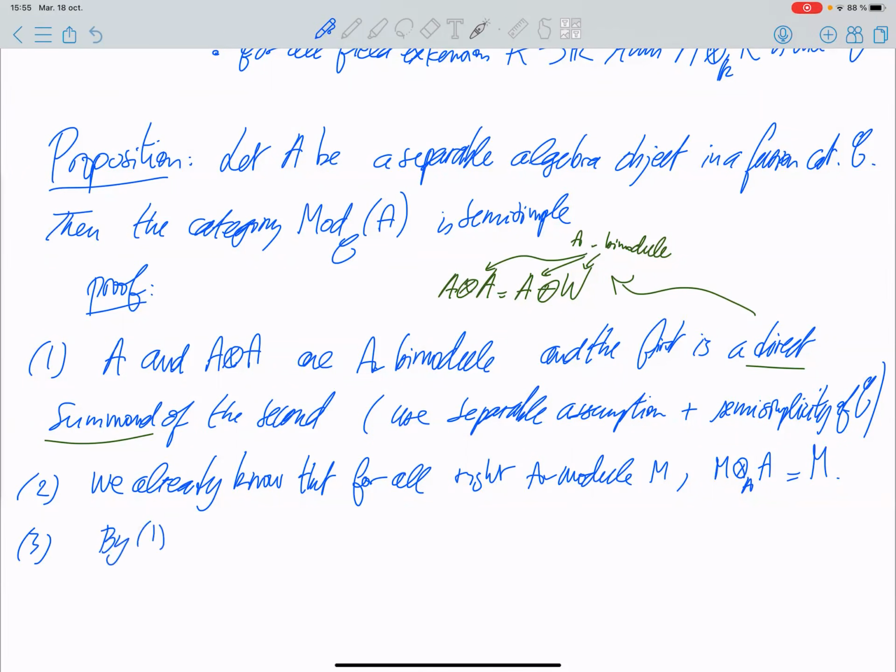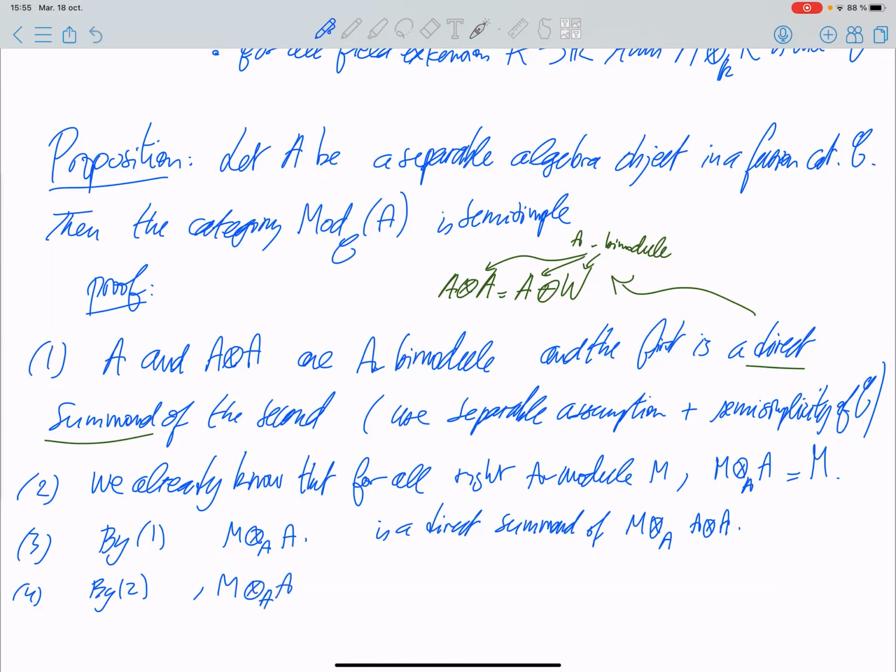So by point 1, M tensor A, this, which is M, this is a direct summand of M relative tensor product M tensor A. And fourth step, by 2, M relative tensor product A by A is just M, and so M tensor A tensor A is M tensor A, usual tensor product, not the relative tensor product.